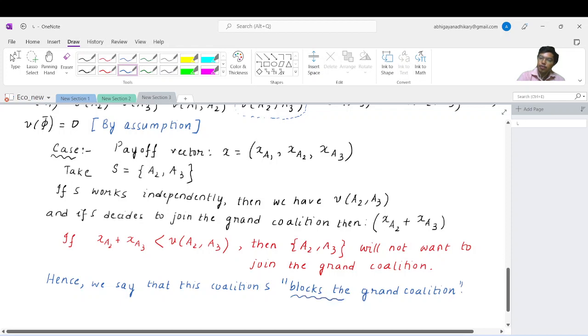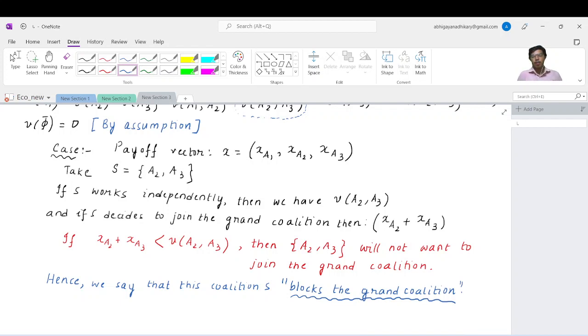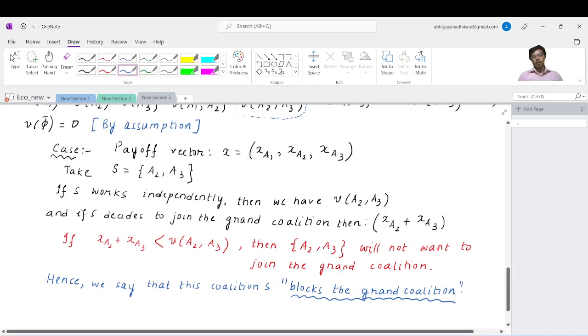Okay, just keep a note of this. That means these two players together don't want to participate, because if they participate, the amount of benefit that they will generate is less than what they would have got independently. So why will they have a grand coalition? So that is why we say that S blocks the grand coalition, and hence the grand coalition cannot form.